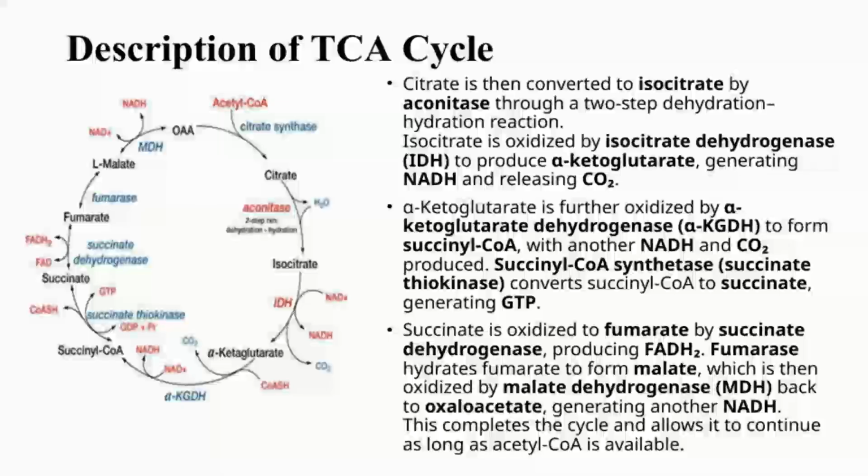Following that, succinate is oxidized to fumarate by succinate dehydrogenase, and this reaction produces FADH₂. Moving on, fumarase adds water to fumarate, converting it into malate. Finally, malate is oxidized back to oxaloacetate by malate dehydrogenase, or MDH, producing another NADH molecule. This series of reactions completes the cycle, and as long as acetyl-CoA is available, the cycle can continue, fueling the cell's energy needs. Now, let's explore the dual nature of the citric acid cycle.